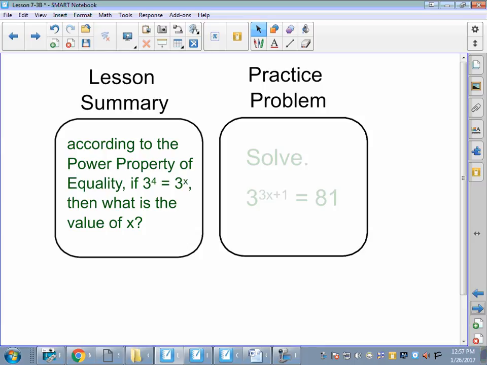And do this practice problem. Solve 3 to the power of 3x plus 1 equals 81. In other words, I need to make that 81 into a 3 to a power. This one looks a lot like problem number 2, if you caught that. So go ahead and do those two.